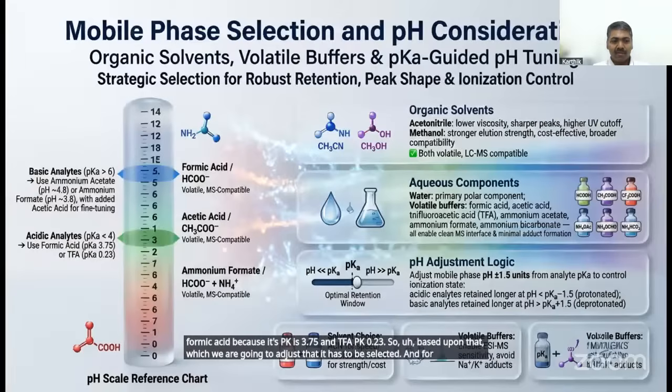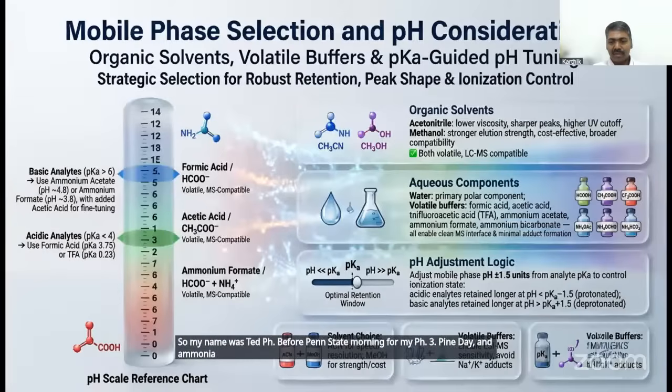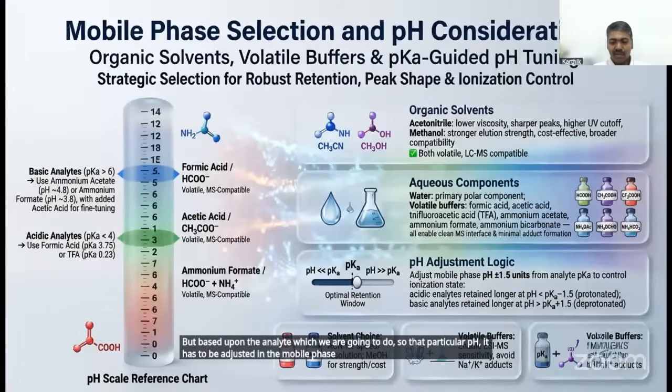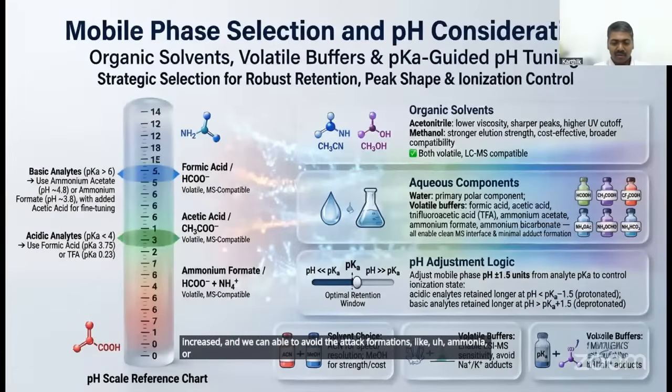And for bases it is the same. Ammonium acetate pH will be 4.8, ammonium formate pH 3.8, and ammonia can go to pH 8, 9 like that. Ammonium bicarbonate is also pH 8 to 9. So based upon the analyte we are going to analyze, that particular pH has to be adjusted in the mobile phase buffer, and we have to use it. By selecting the volatile buffer properly, the sensitivity in mass will be increased, and we can avoid adduct formations like ammonia adducts or sodium or potassium adducts when we select these volatile buffers.